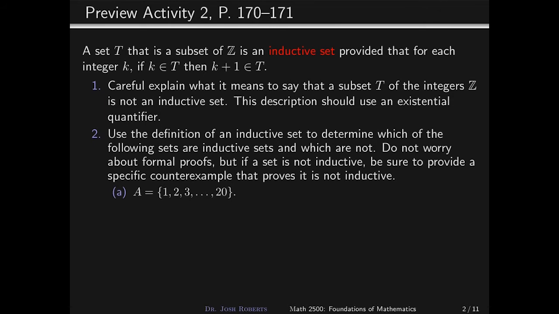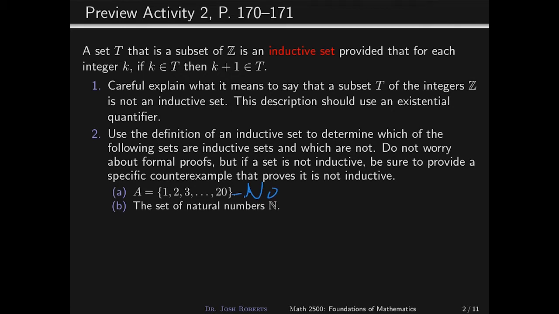Okay? We have that 20 is in my set, but in order to be inductive, if k is in there, k plus 1 has to be in there. Well, 20 is in my set, but 21 is not. So A is not inductive. Because these are actually separate slides, I lost my not inductive, so I'm just going to put no right there for the first one.